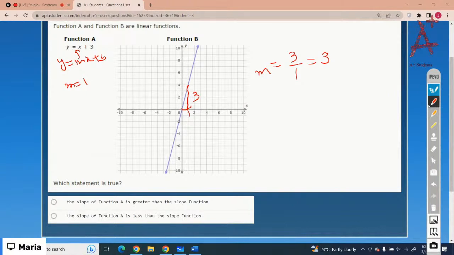So that means the slope of the second function B is 3. So which statement is the correct one? The slope of function A is less than the slope of function B. Got it? The second one is the correct option. Got it?